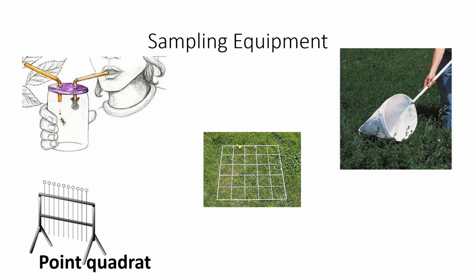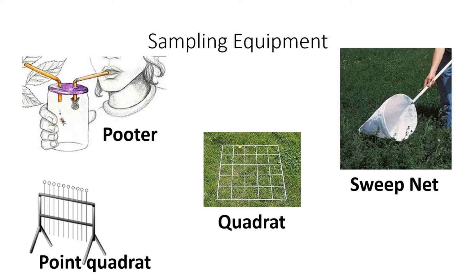The top left picture shows what is called a pooter. Note the little bit of mesh over the end of the straw that you suck on. Every so often someone decided not to put those on, and quite regularly you would have little bugs being sucked up the second straw and into the person's mouth, which they only made that mistake once. In the middle you have the more traditional quadrat, and then on the right hand side we have what's called a sweep net.